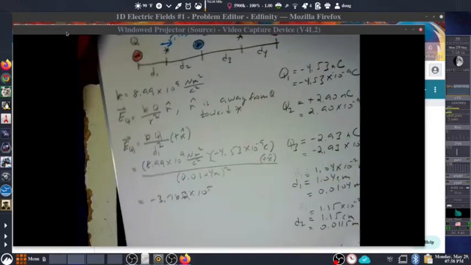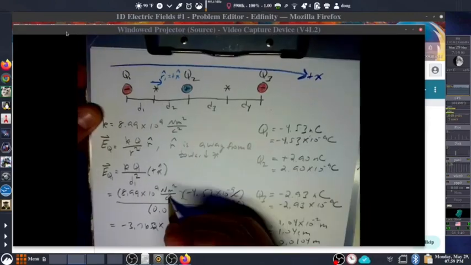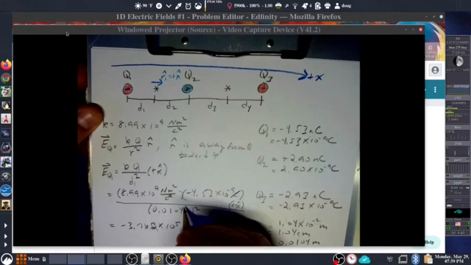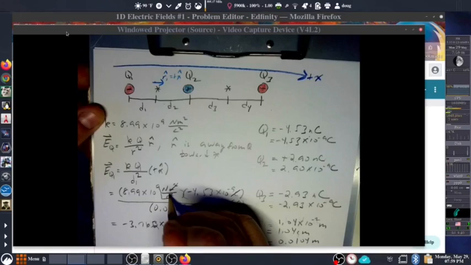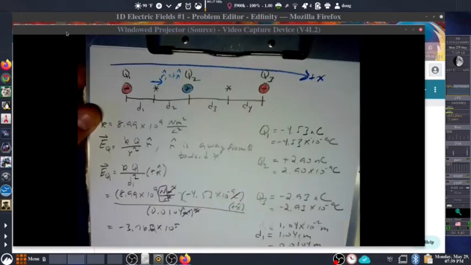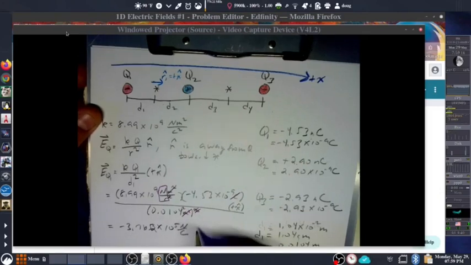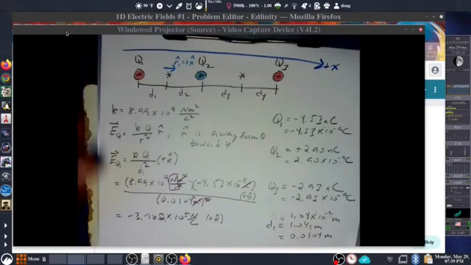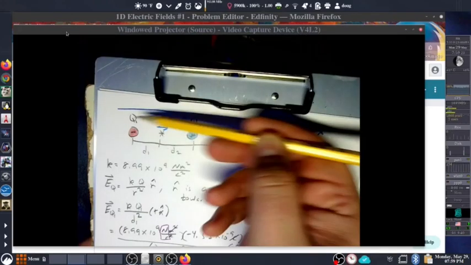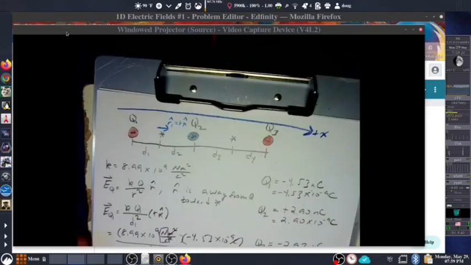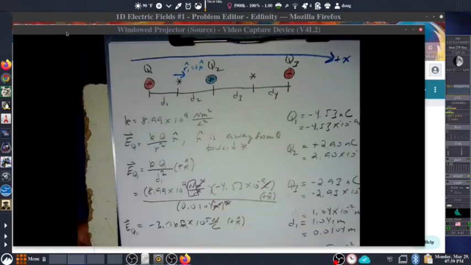Okay, and then for the units, I have my coulomb here, which cancels one of these. If I bring that square in, this meter cancels this meter squared. I'm left with newtons per coulomb, which is good. That is my unit for electric field. And then I have my plus X hat. So the actual direction for this, since it's negative, would be in the minus X hat direction. Okay, but that works out well for what we're doing. So this is the electric field from Q1.